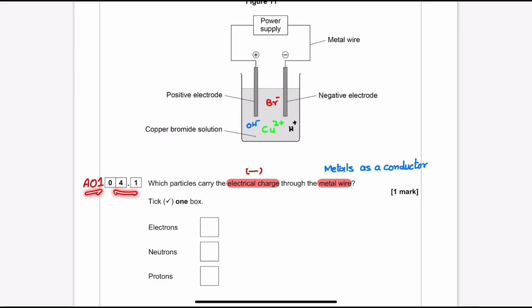4.1 is an AO1 question, and this question is from the topic of metals as a conductor. Which particles carry the electric charge through the metal wire? If you look here in figure number 11, we can see the metal wire is present, and we know that the metal has a large number of free electrons which are responsible for conduction of electricity. Therefore, the particles present in the metal wire to conduct the electricity are electrons.